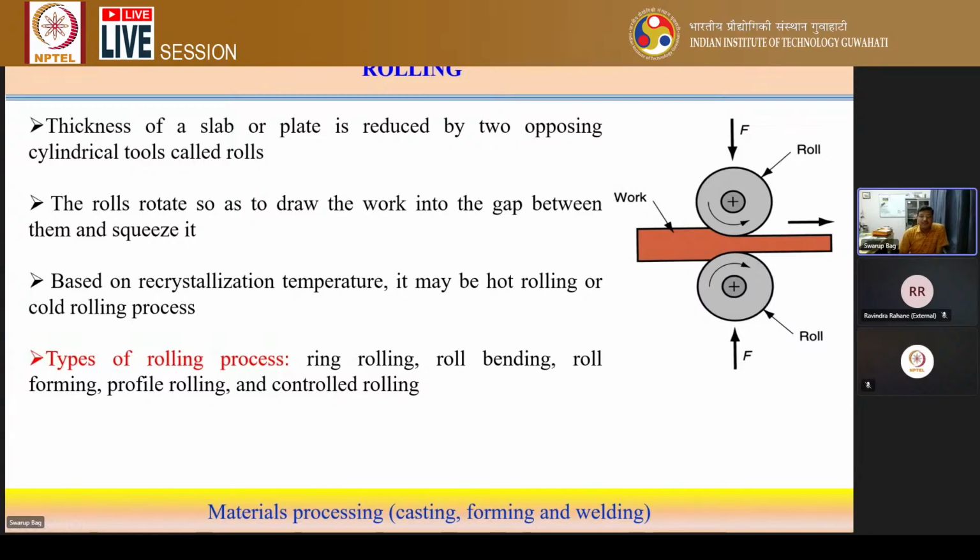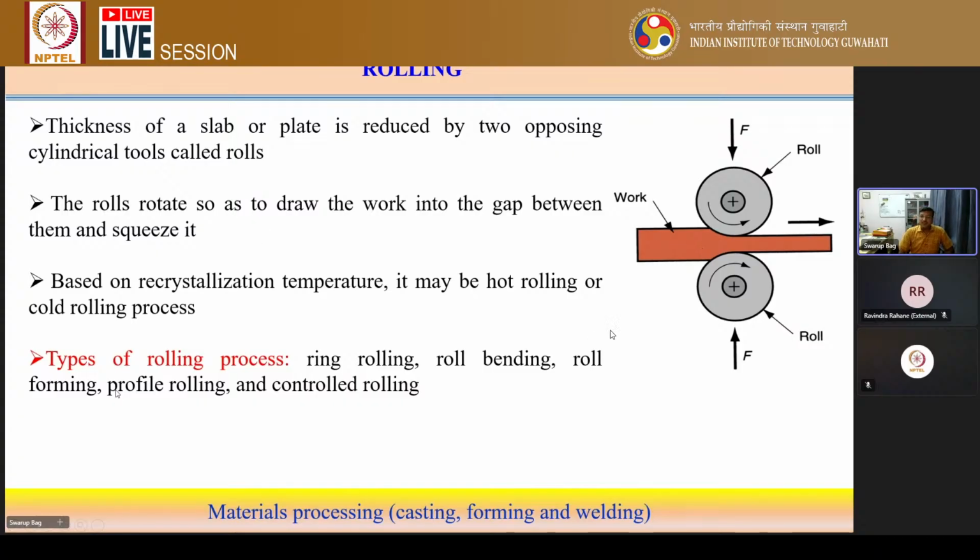Then we look into the rolling process, which I can say is a solid deformation process. In this case, the thickness of the strip is reduced through the rotation of the rollers, which are in contact with it. When we maintain the gap between these two rollers, the thickness can vary accordingly.